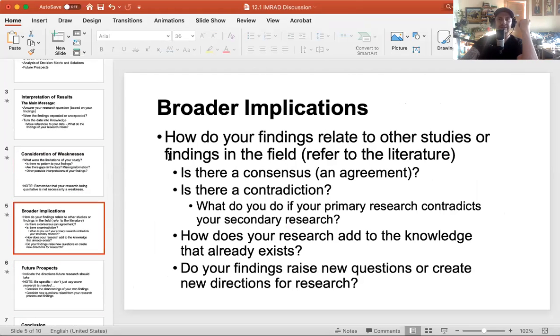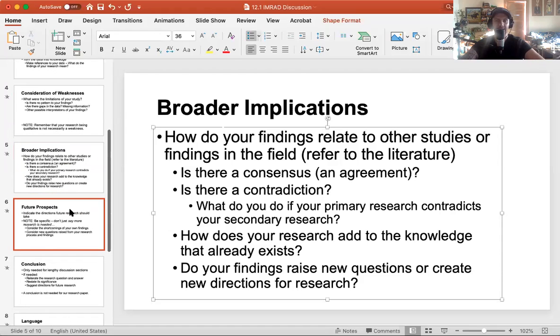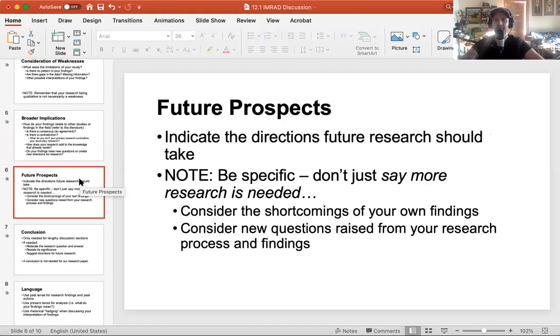Broader implications, I sort of already hit on this, but you're going to connect and relate to the broader field, whether it's broader studies, scholars, seminal research, solutions that people have been implementing across the world, concepts like this. And again, we'll look at examples here. Okay. Like I said, future prospects. This is what needs to be done now.